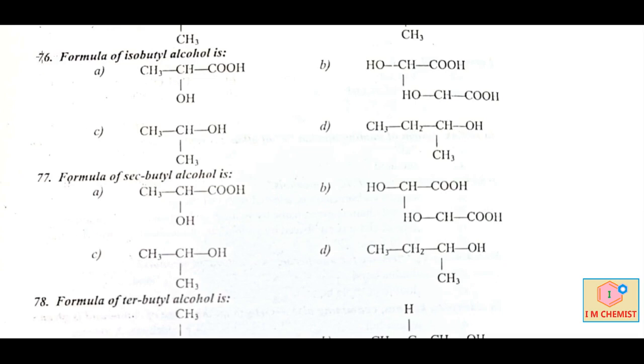MCQ number 76, formula for isobutyl alcohol is. So various options are given. Option number A is incorrect, option number C is incorrect, option number B is also incorrect, and option number D is also incorrect. The correct formula for isobutyl would be CH3 that is bonded with carbon, that is further bonded with CH3, and this carbon is bonded with CH2, and this one is bonded with OH. To satisfy the valency of this carbon, you have to add hydrogen with this carbon atom. So the correct option for isobutyl alcohol is this one.